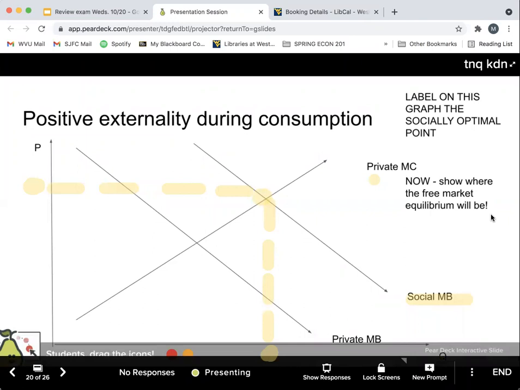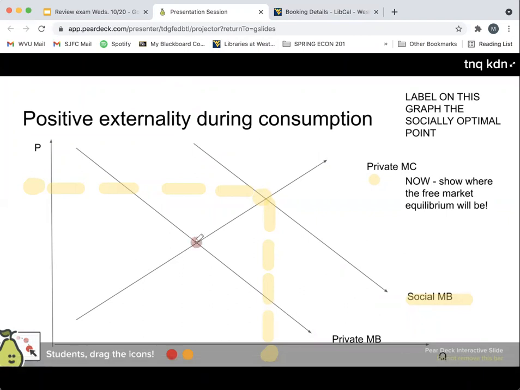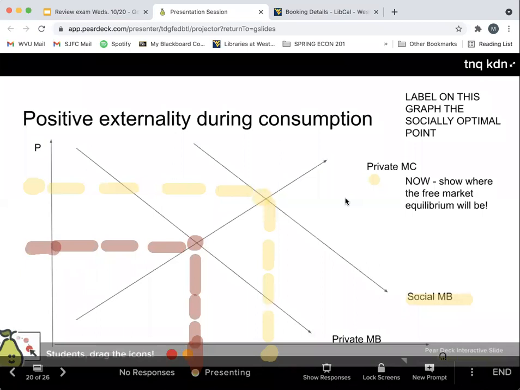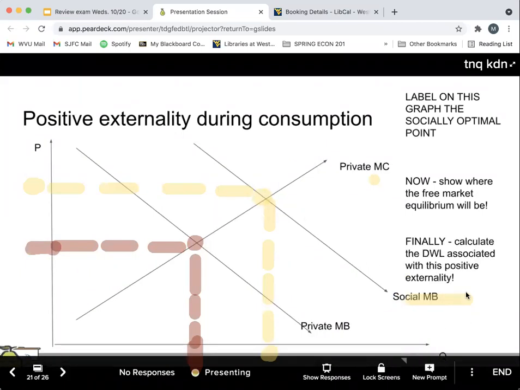So now show where that free market equilibrium would be. So we're kind of doing this backwards this time around, but that's all right. That free market equilibrium is only taking private costs, private benefits. So we go to where that private cost curve and that private benefit curve cross. So now, instead of being over here and up here with price and quantity, we are now at a lesser quantity and a lesser price.